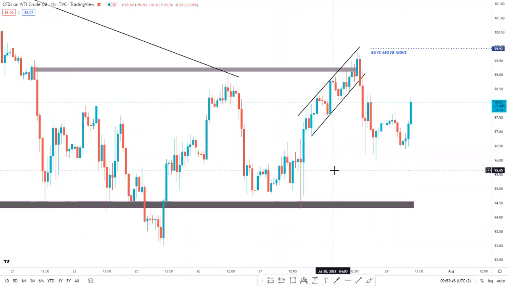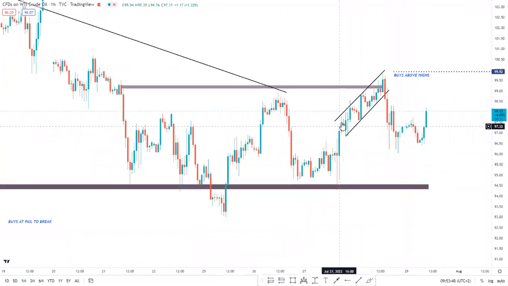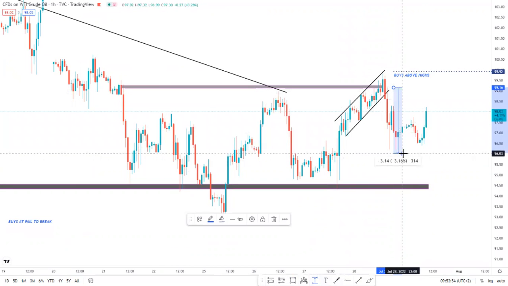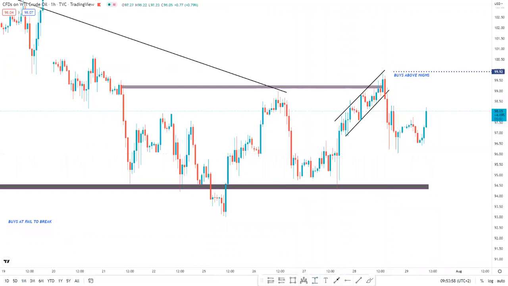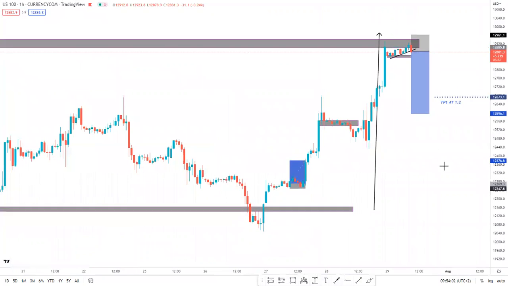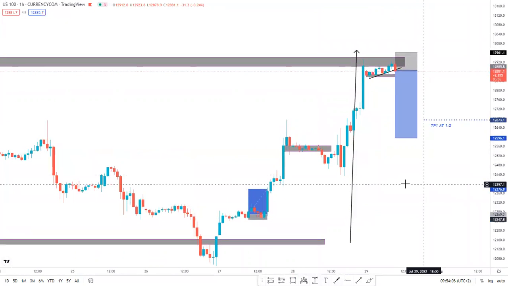Oil, I can't tell what's happening, but we did have a rising wedge and price broke out. So we kind of took this 3%, but I don't have funds on my broker to trade oil, so I couldn't take a trade, but I still did analyze. So yeah, that's how it is. That's how I base my trades. That's how I wake up.